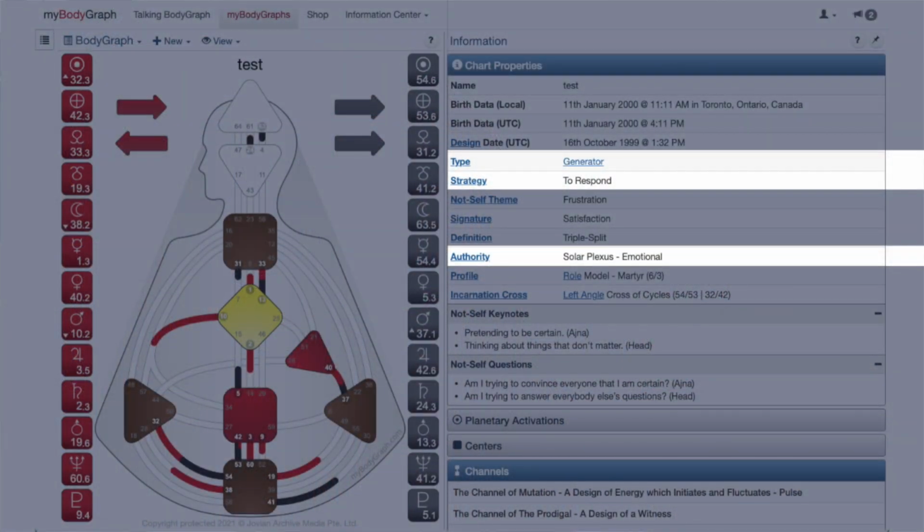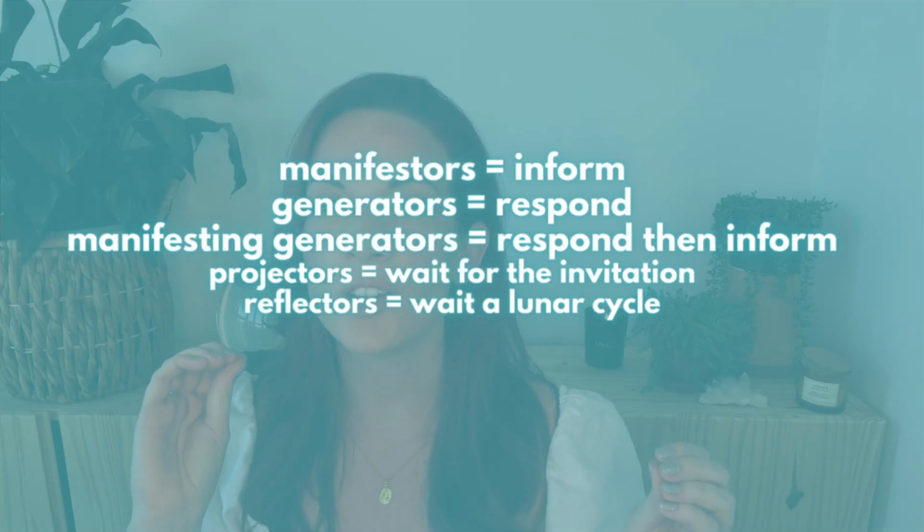One is your type, the second is your strategy, and the third is your authority. Type and strategy go hand in hand. So each type has a matching strategy. So technically, it's not the same thing, but it's the same thing, because it's always going to be the same for each type and strategy.